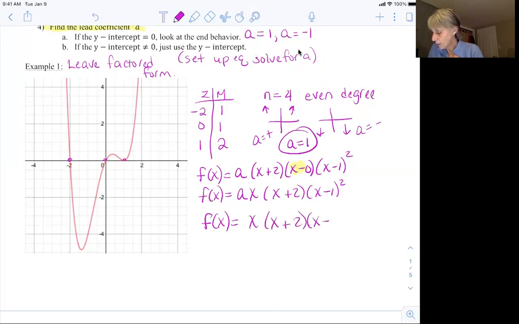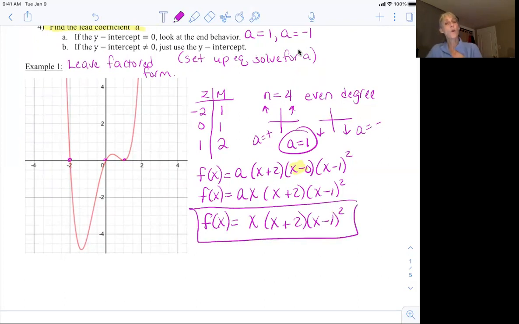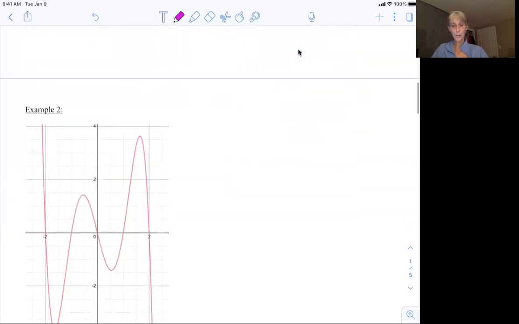And that would be the factored form of this function. Let's try another example.